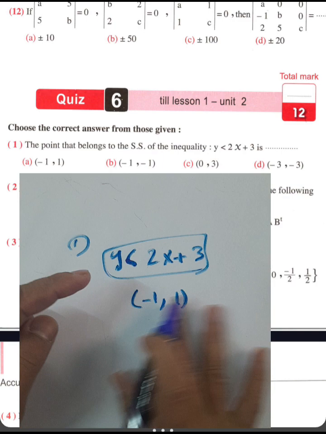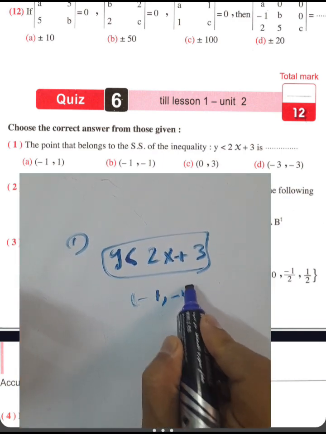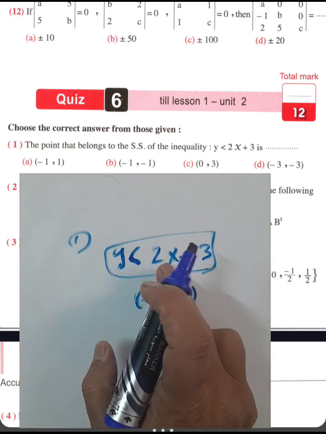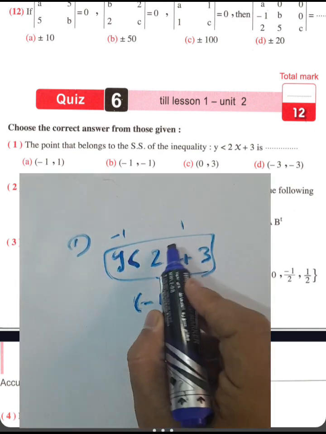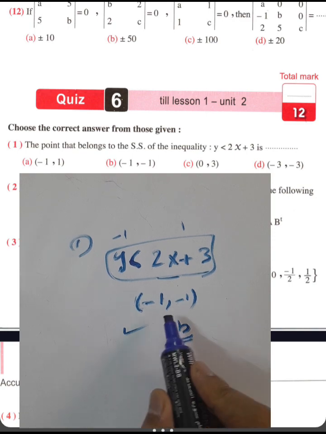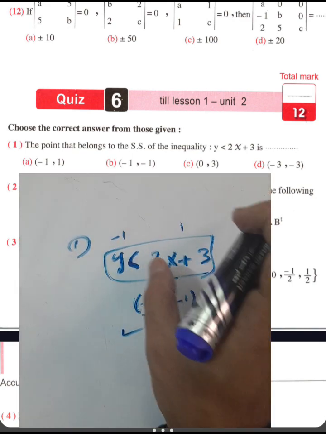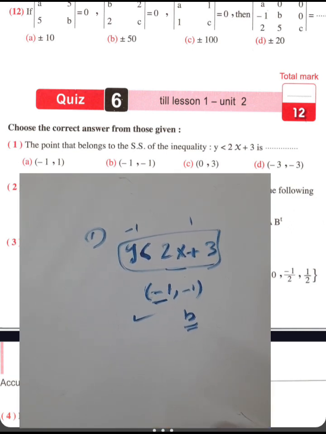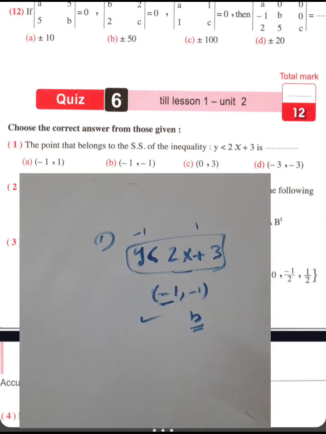Second point, negative 1 and negative 1. But x equals negative 1 here, negative 1 times 2 will be negative 2, negative 2 plus 3 will be 1, and negative 1 less than 1, it's true. Then you must choose letter P, because if you put x equal negative 1, the result here will be 1, and 1 greater than negative 1. Okay, this point belongs to the solution set of the inequality y less than 2x plus 3.